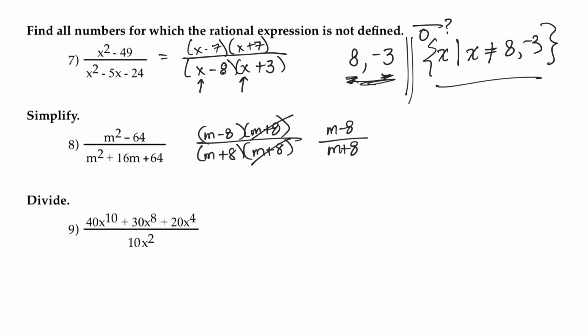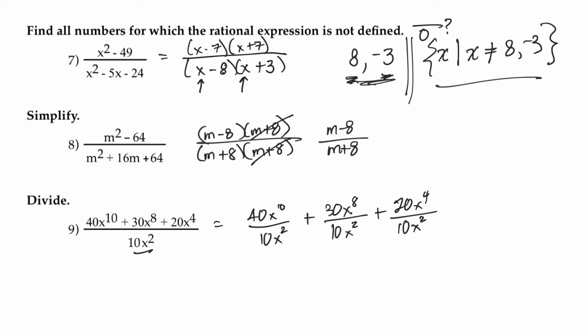The next question, you're dividing a monomial into a trinomial up top. And so this is a common denominator, so it's common. So I could just rewrite this equation like this because it's common. 30x8 over 10x squared plus 20x to the fourth over 10x squared. We often just do that in our head. It's not a bad idea to write it out and then divide each one.